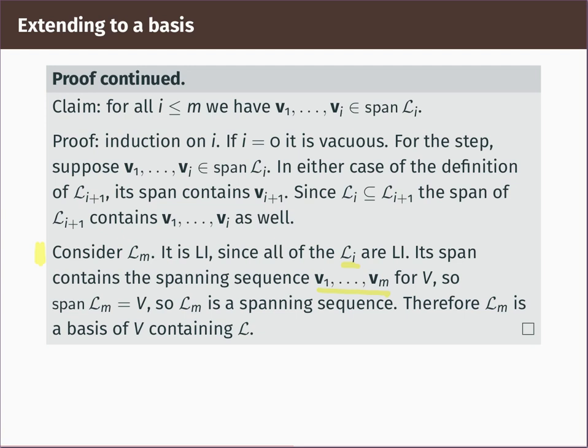We've now shown L_m is linearly independent. We know that it is a spanning sequence, and therefore L_m is a basis of V which contains L.